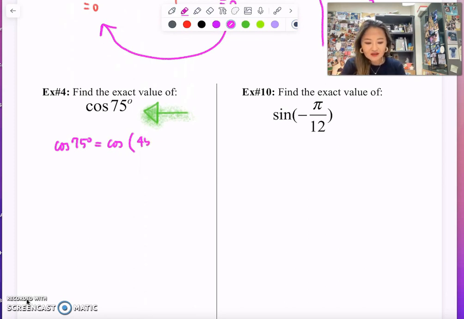Ding, ding, ding. 45 degrees plus 30 degrees. I know your addition's pretty strong. So you know that 45 degrees plus 30 degrees is 75 degrees, right? So you're like, wait, so I don't need to know cosine of 75 degrees. I don't need a calculator. I could use 30 plus 45 and apply the sum and difference formula. And that's the power of the sum and difference formula.